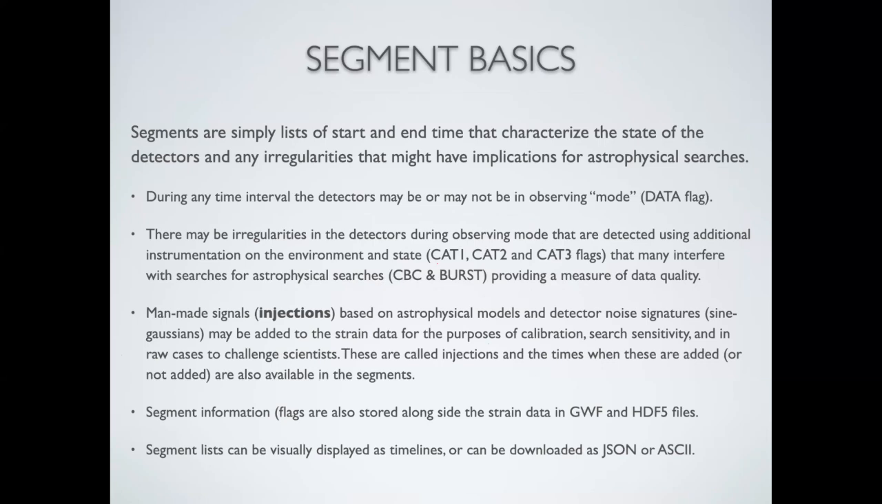During any of the time intervals, the detector may or may not be in observing mode. There are activities that occur. An earthquake may bring down the instrument. They have routine maintenance that they perform. There are many reasons why the instruments may not be collecting data, even during an observing run, and so we capture that in these segment lists. Any irregularities in the detector are identified using additional instrumentation or environmental state. I mentioned earthquakes as an example. These are labeled as Cat 1, Cat 2, Cat 3 flags that may interfere with the searches.